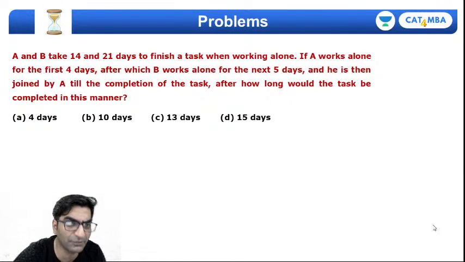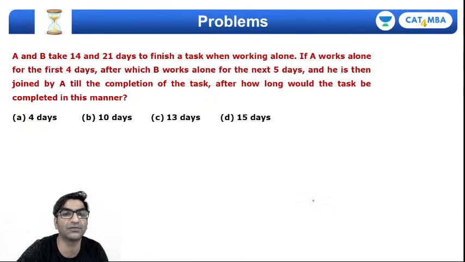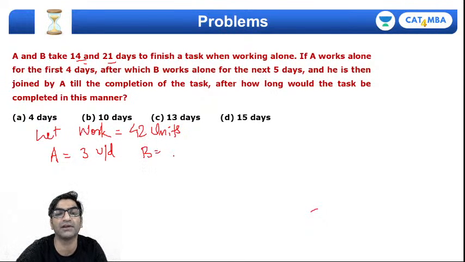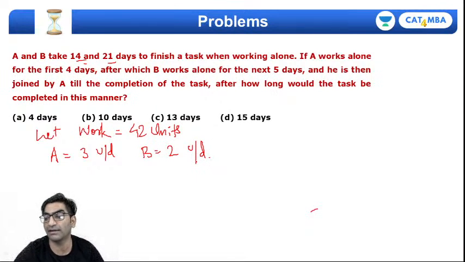Working this way, the first part of the question is straightforward. If A takes 14 days and B takes 21 days, then we can assume the work to be the LCM of those values. Let work be 42 units. And this is useful because this tells me that A's rate will be 42 divided by 14, 3 units per day, and B's rate would be 42 divided by 21, so 2 units per day. So A's rate and B's rate have been determined.